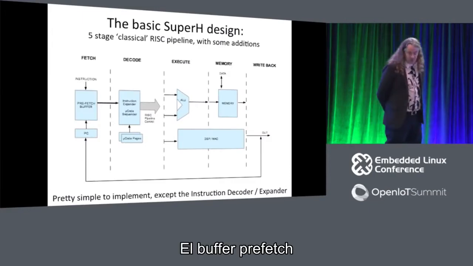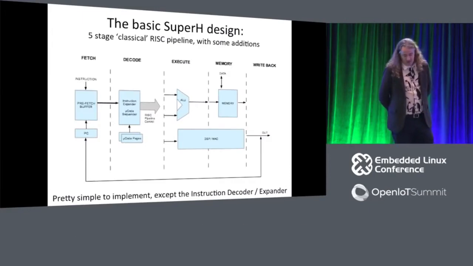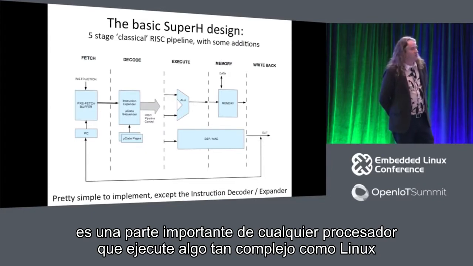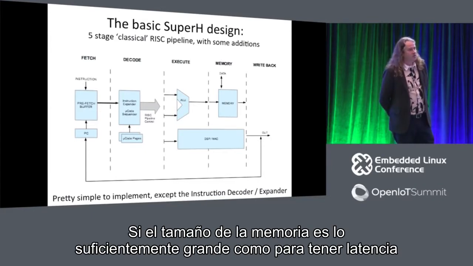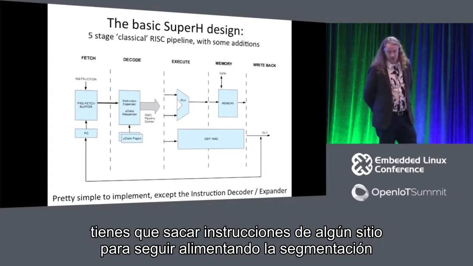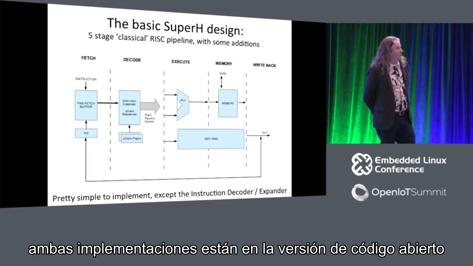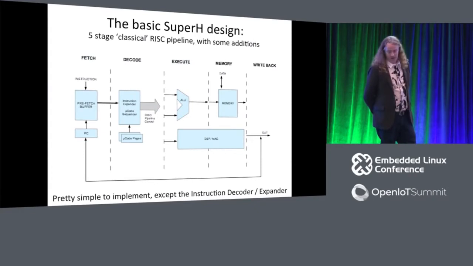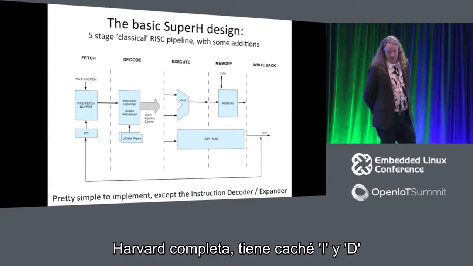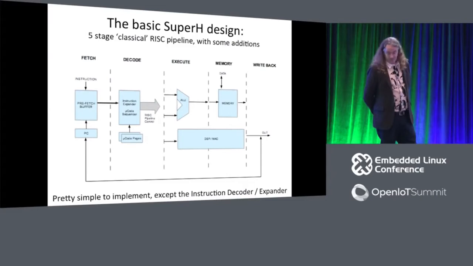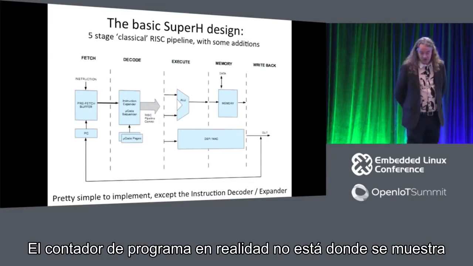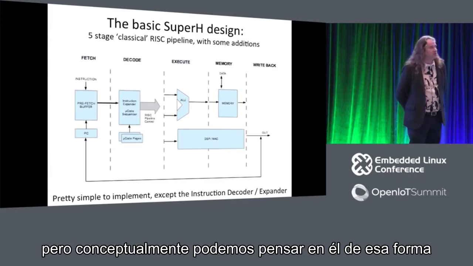Yeah. The prefetch buffer is an important part of any processor that runs something as complex as Linux. If the memory size is large enough that you have latency there, you have to get instructions into something so that you can continue to feed that pipeline. In this particular implementation here, there's a prefetch buffer. You can replace that with a cache. There are both implementations in the open source release. The one that we're showing you today is full Harvard. It has caches for I and D. And the program counter is actually not where it's shown there, but conceptually you can think of it that way.